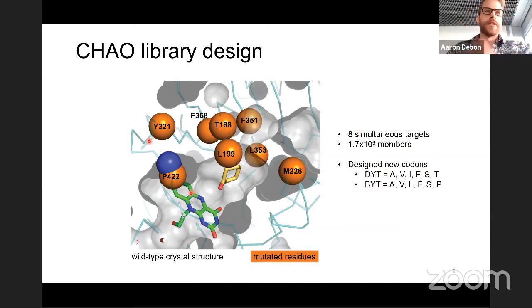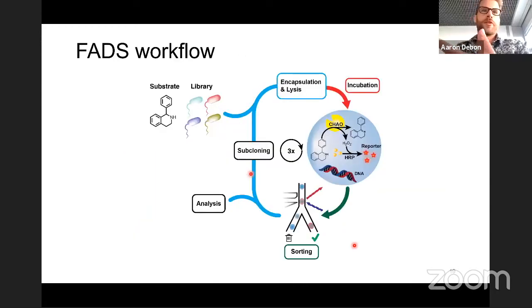So what this yields is 8 residues that we target all simultaneously, and we have 1 million members in this library. And since every single one of these amino acids is encoded by just one single codon in these codons, we have no stop codons and we have no bias towards one residue. And now everything is coming together. We have the substrate that we chose. We made a library, and what we did is we encapsulated them on chip and we incubated them to have the reaction cascade taking place.